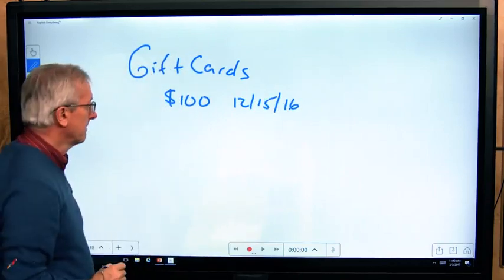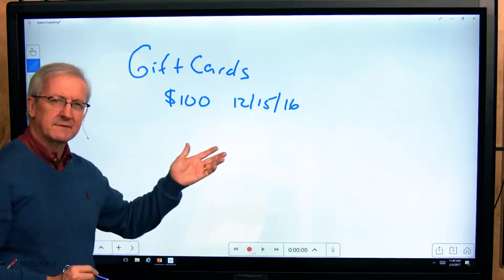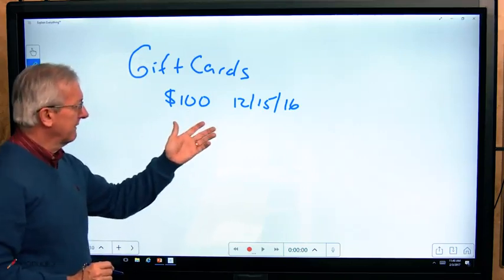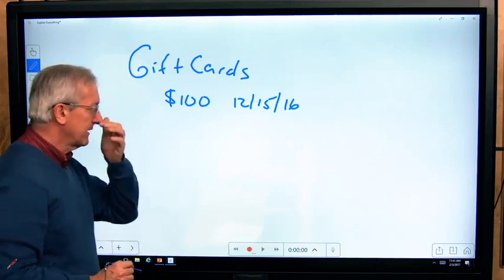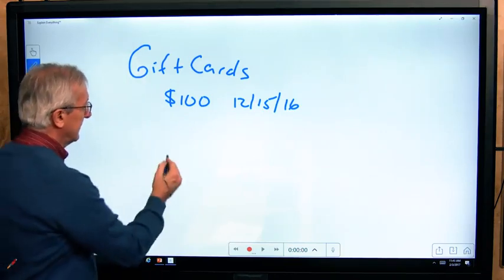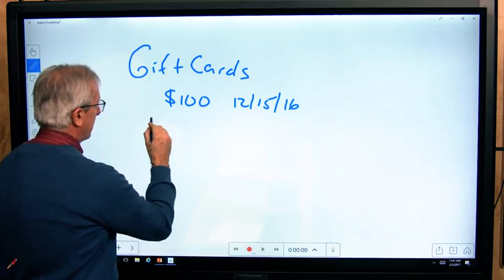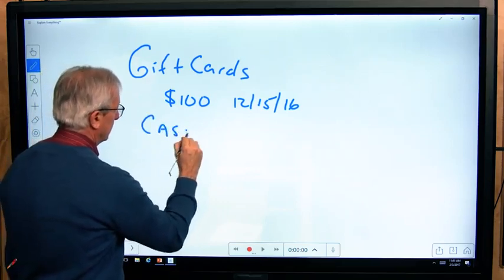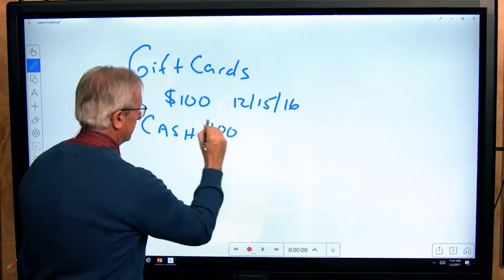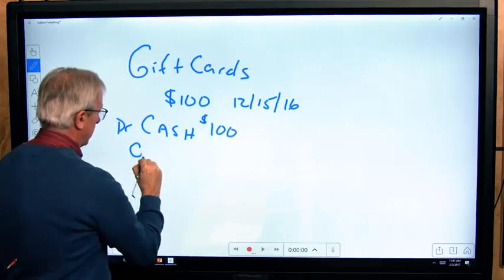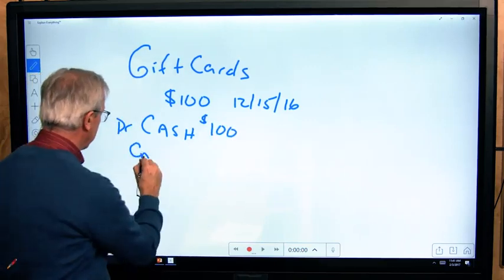Okay? Well, from a company perspective, have I really earned that revenue yet? No, because you haven't come to our property and experienced the dining at our property. So here's the entry I would have to make. First of all, I'm going to take your cash, right? So it's a debit to cash for $100. And by the way, cash is always good to record, right?